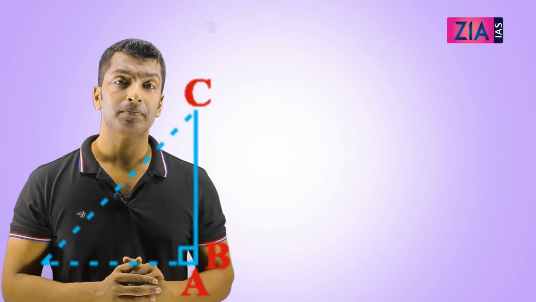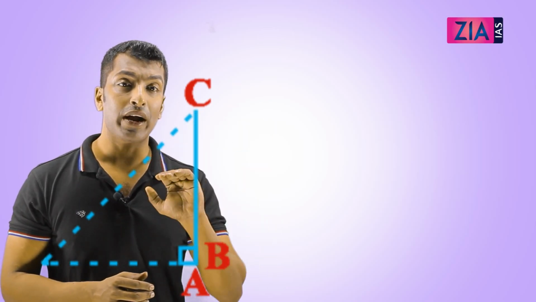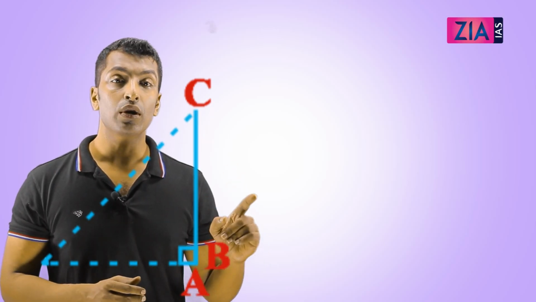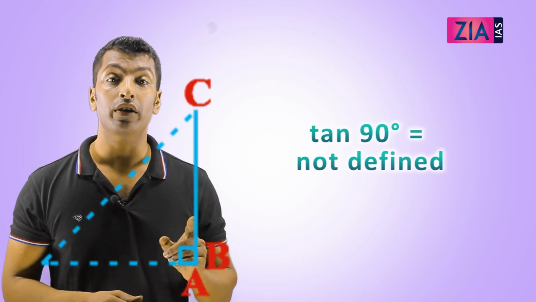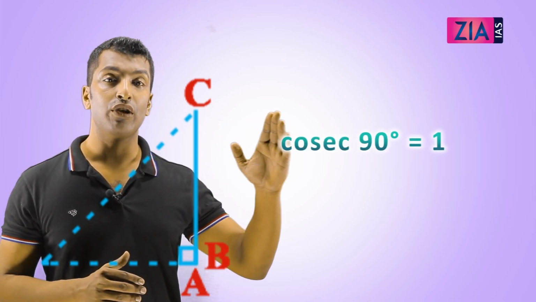What about tan 90? Tan 90 will be sine 90 divided by cos 90. We understood sine 90 is 1, cos 90 is 0. So dividing by 0 is not defined. So tan 90 is not defined. Now what is cosec 90? Cosec 90 is 1 by sine 90. Sine 90 we already know is 1. So cosec 90 will also be 1.